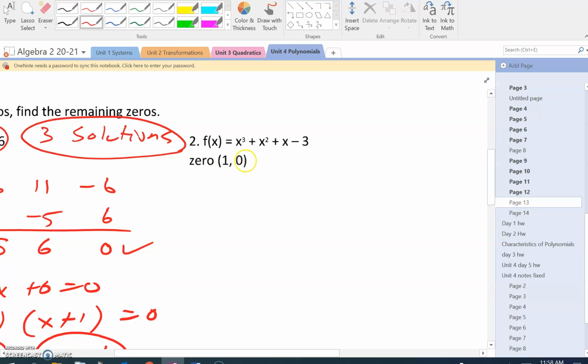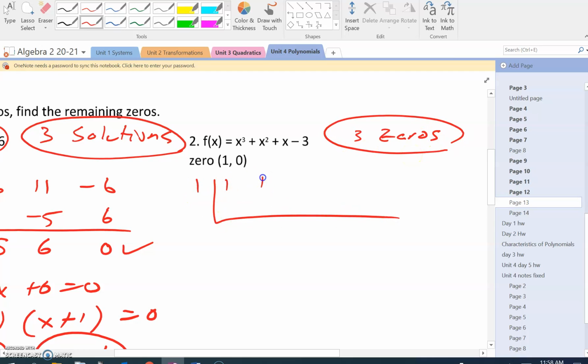Same thing here. I got a 0 that's 1. I should have 3 zeros, or solutions, or x-intercepts, or whatever you want to call them. So I'm going to use synthetic with the 1. 1 times 1 is 1. 2 times 1 is 2. 3 times 3 is 0. That's good. x squared plus 2x plus 3 equals 0.